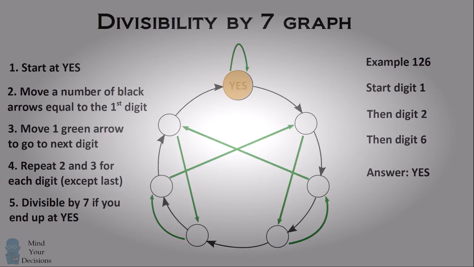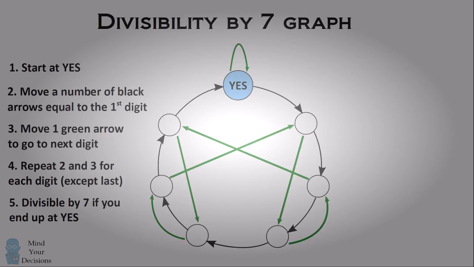So let's try another example. Let's consider the number 213. Start by placing your finger at the circle labeled yes. For the first digit 2, we want to move 2 circles. We move 2 black arrows and get 2 circles around the circle. We then move one green arrow before we get to the next digit of 1.